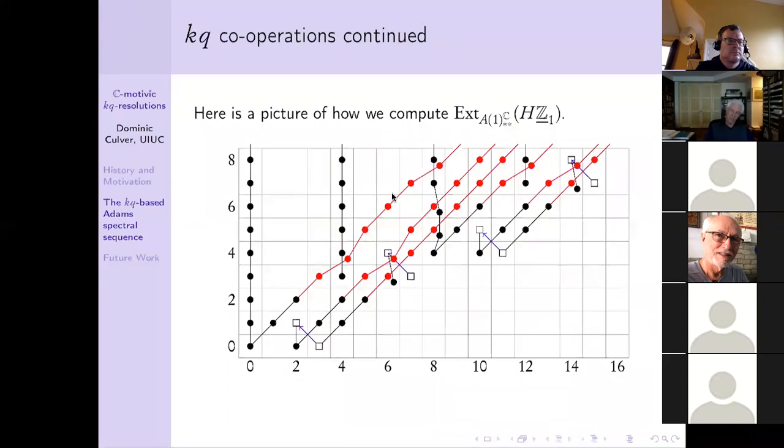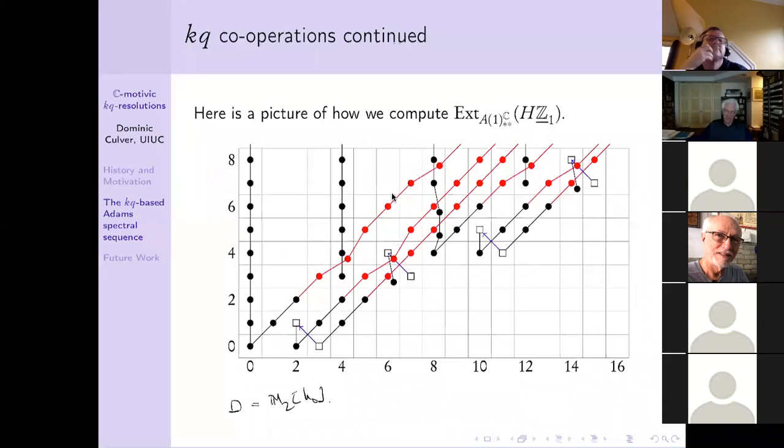So let me not go through all the details. For those of you that know those, a open box like this denotes an M2 adjoined H0. So this box is just representing a whole H0 tower, but I suppressed that because I wanted to make it less cluttered.